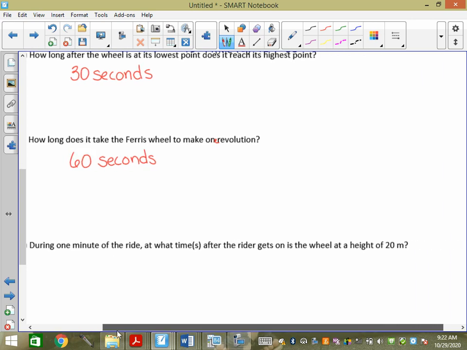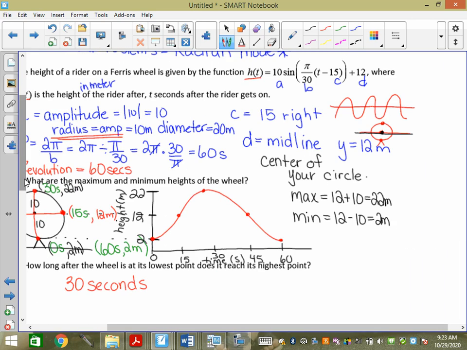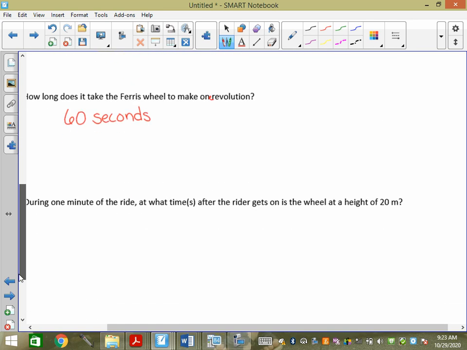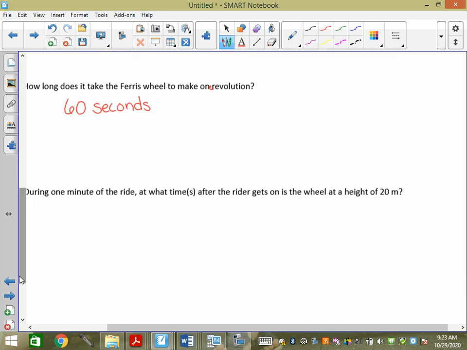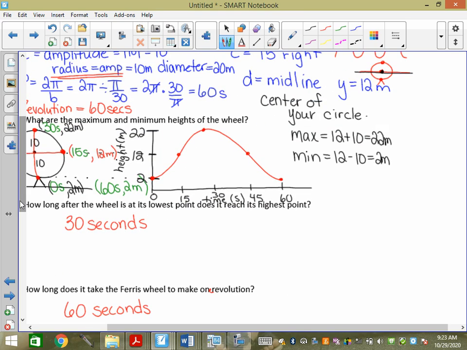During 1 minute of the ride, boom, 1 minute of the ride. That's that. 60 seconds is 1 minute. At what times after the rider gets on the wheel is it at a height of 20 meters? That would be a full guesstimation at this point, right? Would we be guesstimating? 20 meters, I don't know, somewhere in here. So I'm going to get 2. I'm going to get this one and this one, which I could guesstimate they are.